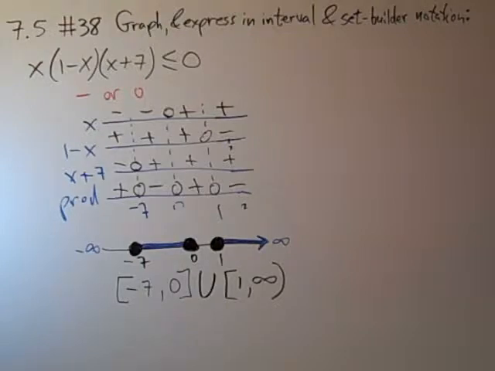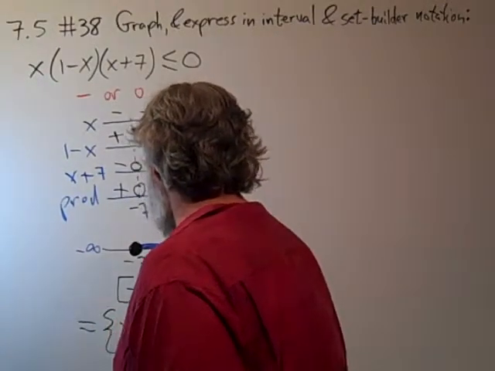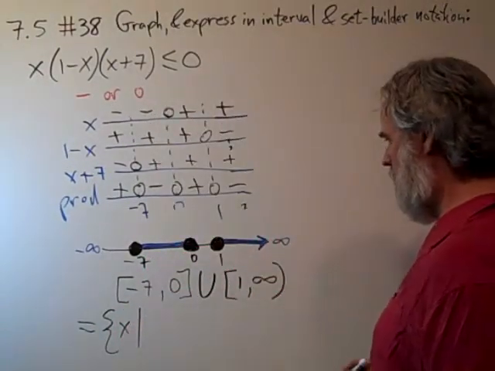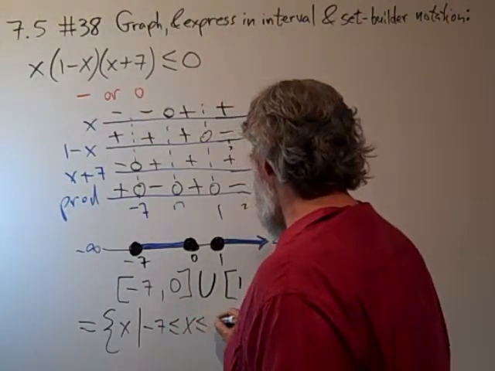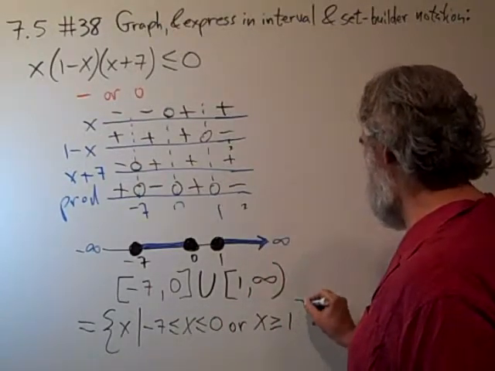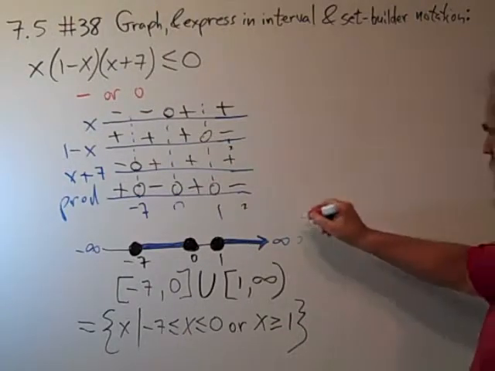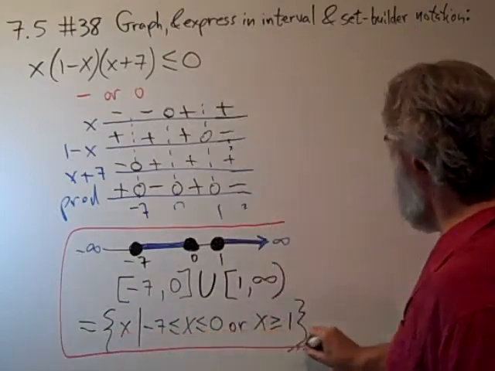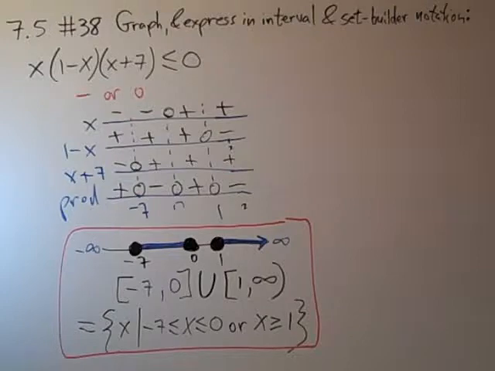In set builder notation, we can express this as the set of all x such that x is between negative 7 and 0, or x is bigger than or equal to 1. So there we have three ways of expressing the solution set to this third degree polynomial inequality, a cubic polynomial inequality.